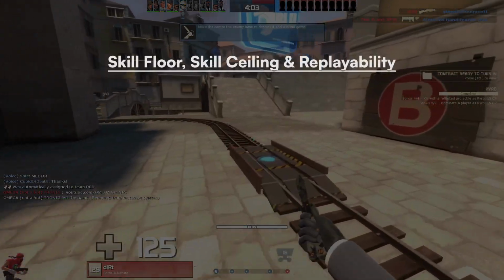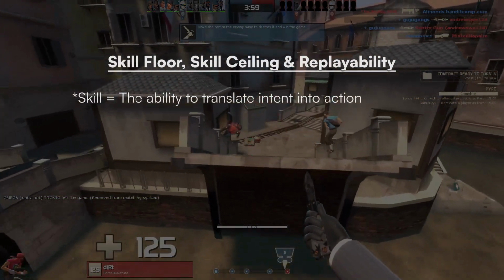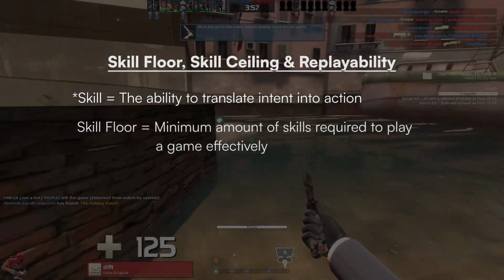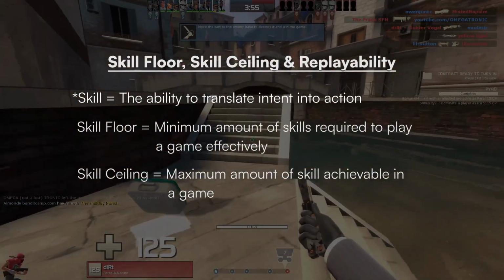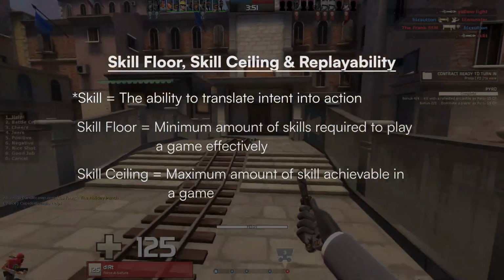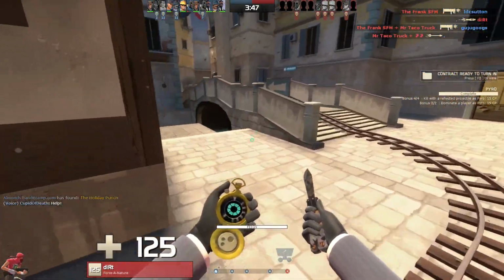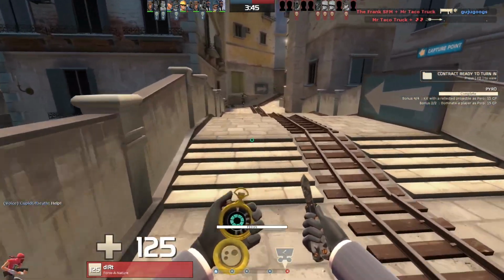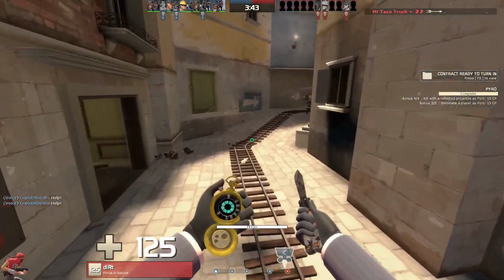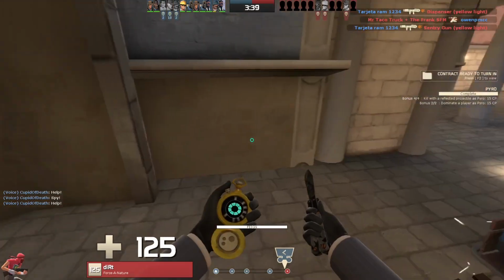Next up are the related concepts of skill floor, skill ceiling, and replayability. Skill floor means the minimum amount of skills required to play a game effectively, and skill ceiling refers to the maximum skill, mastery, and competence achievable in a game. Skill floor directly affects how easy it is to pick up a game, because if a game has a high skill floor like Dota, for example, it can take a very long time for a player to become effective at the game and thus for them to start having fun.